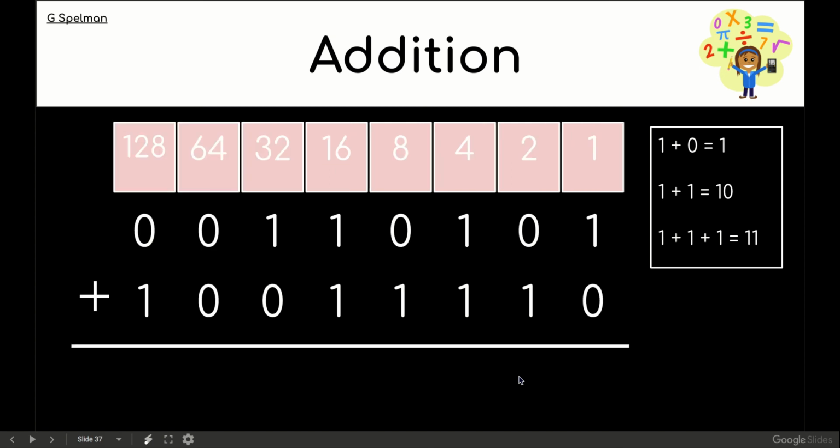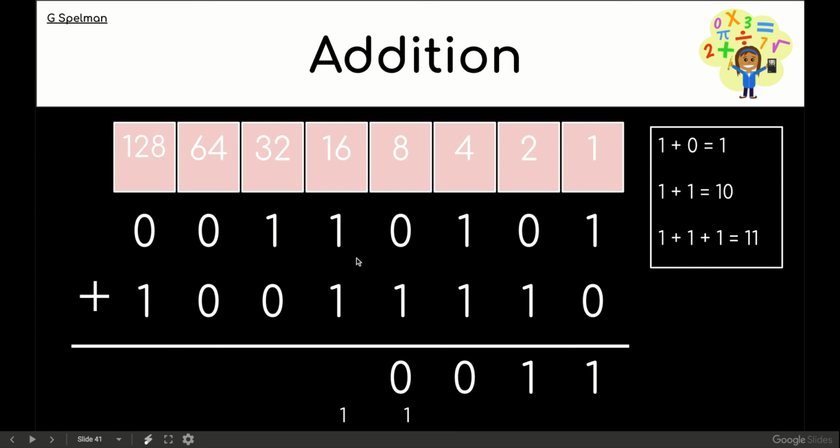Okay, so again, we're going to look at one 8-bit question. So we're adding 2 bytes together. If you pause the video, have a go at doing this. Okay, I'm going to show the answer. So we have 1 plus 0 is 1. 1 plus 0 is 1. 1 plus 1 is 0, carry 1. 1 plus 1 is 0, carry 1.